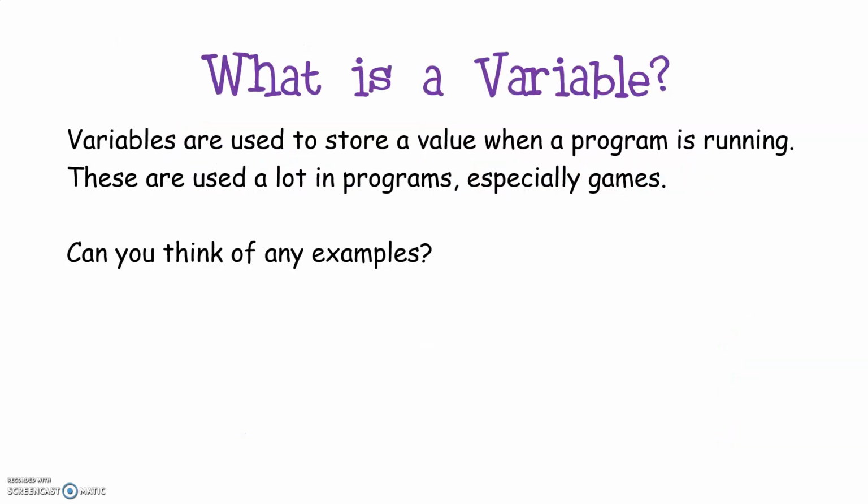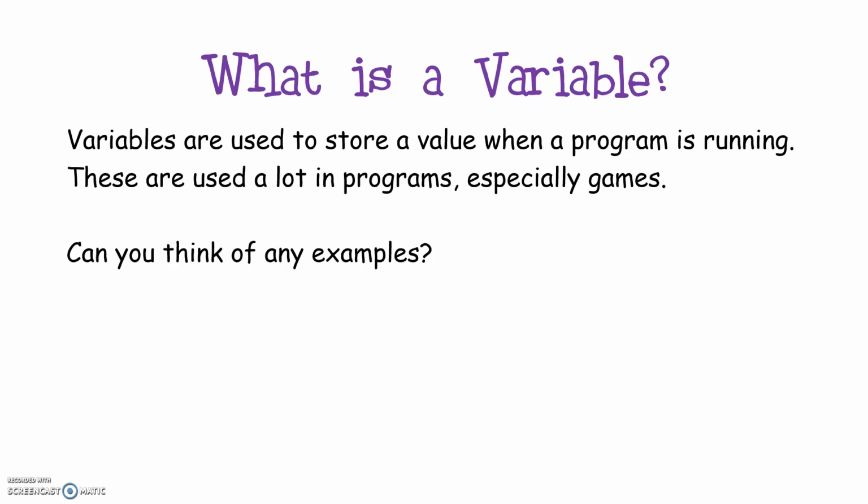Okay, first question I suppose, which is most important, is what is a variable? Well, the word variable means to change. Basically, a variable is used to store a value when a program is running. They're used a lot in programs, especially in games, and I want you to think if you can think of any examples of something that's stored when a program is running.